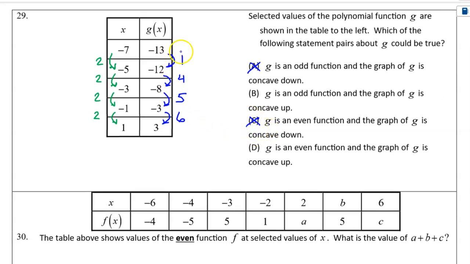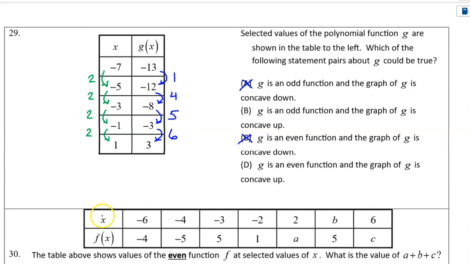To be clear, these blue numbers are not the rate of change. We can just use them like this to say that the rate of change is increasing only when the input values show a common difference like this. So we've narrowed it down to either B or D. So we just have to figure out if g is an odd function or an even function. Those are the only two options.